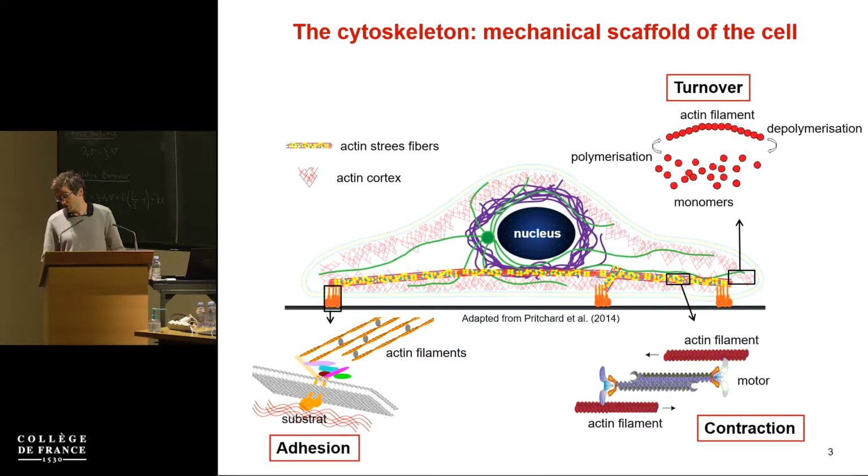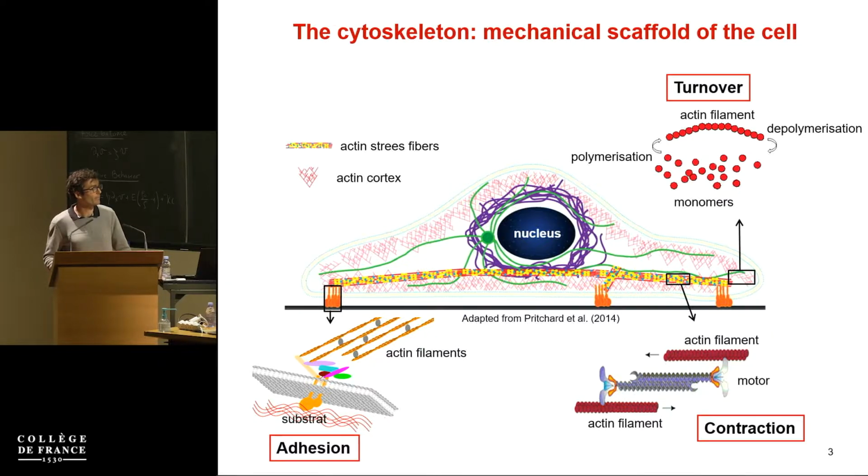This cytoskeleton is a biopolymer meshwork which is capable of three big active functions: a turnover of the filaments, contraction, which are mediated by molecular motors which can cross-link filaments and inflict some distributed contraction in the meshwork, and adhesion to the substrate to transmit the stresses on the external environment. And of course, these three functions, they are out of equilibrium.